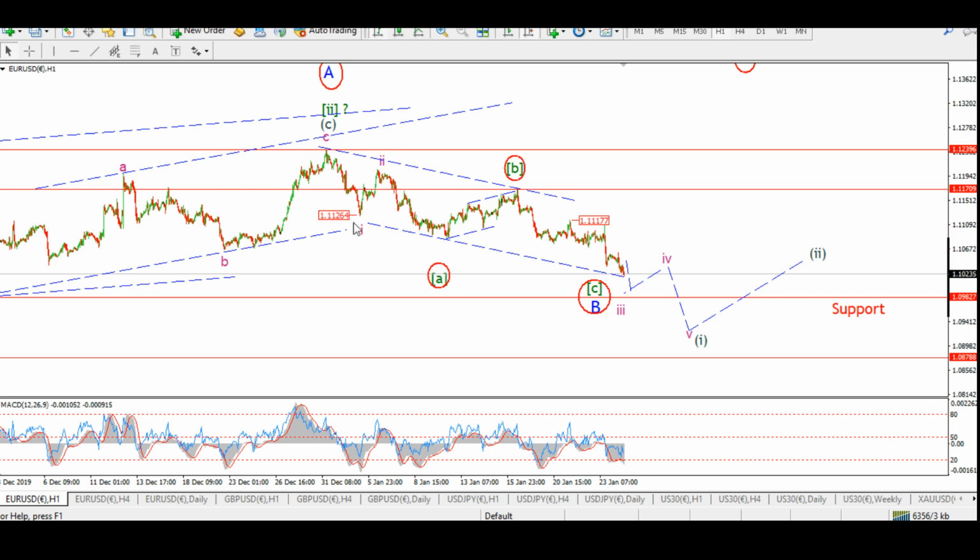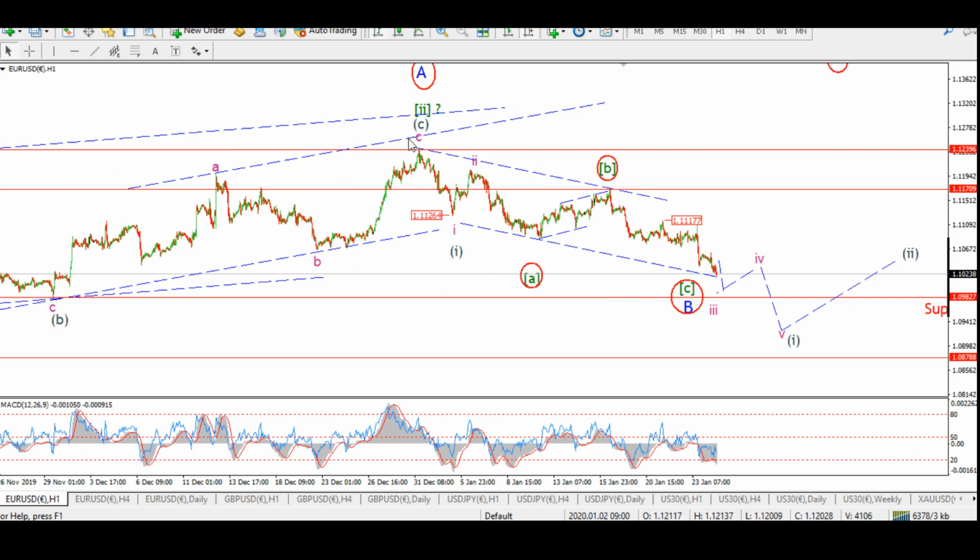I don't like these. If I was to move this low here up by 1 degree, I don't like the size comparison between the previous wave C here. So you can see it's traveled 110 up to 112.40, let's say, so about 240 points, and then we only have about 120 points there.